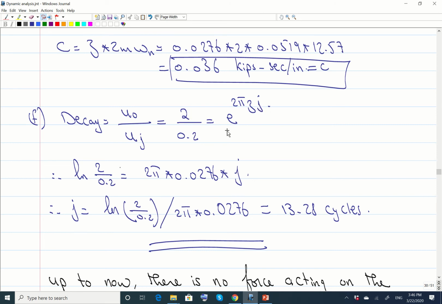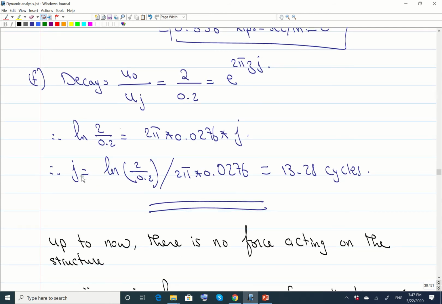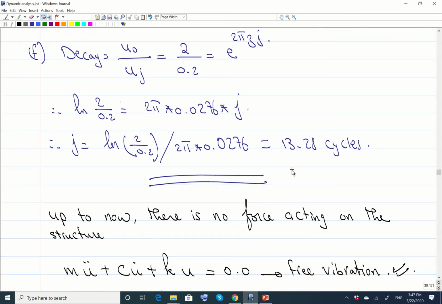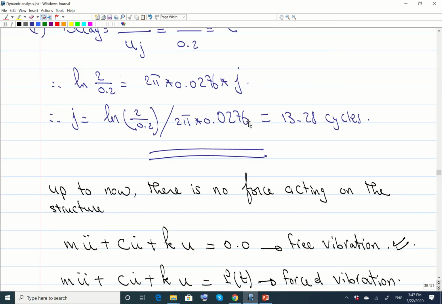So now taking ln of both sides, ln of 2 divided by 0.2 is 2 pi zeta, which was evaluated earlier, multiplied by j. So from here we can find the number of cycles to reach that amplitude of 0.2. It's 13.28 cycles, so about 14 cycles. It will take 14 cycles for the motion to decay from 2 inches to 0.2 inches. Okay, so that was a very nice example.